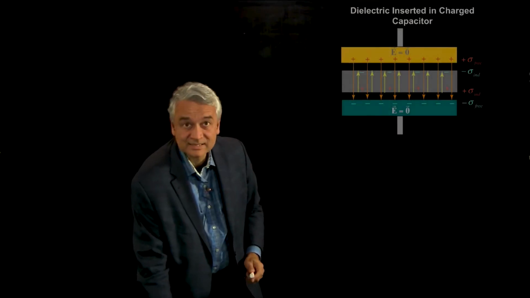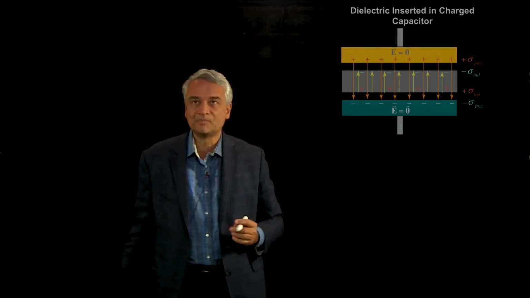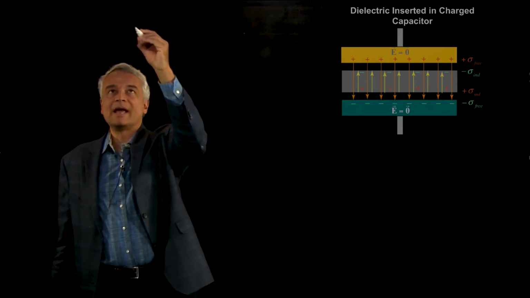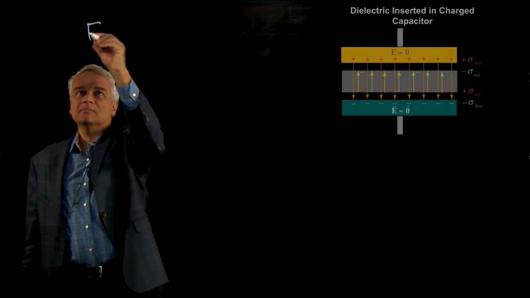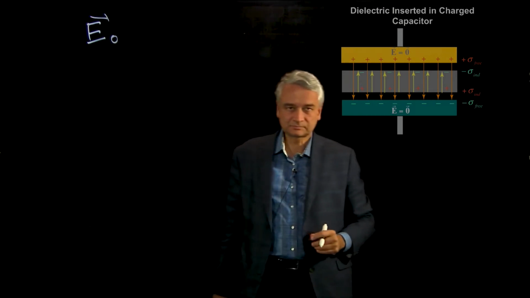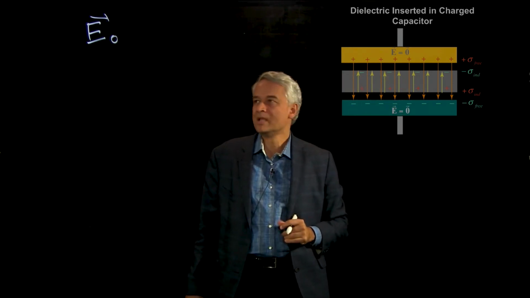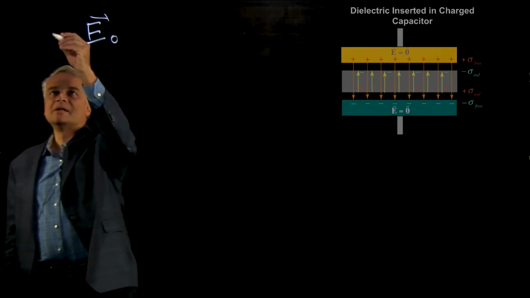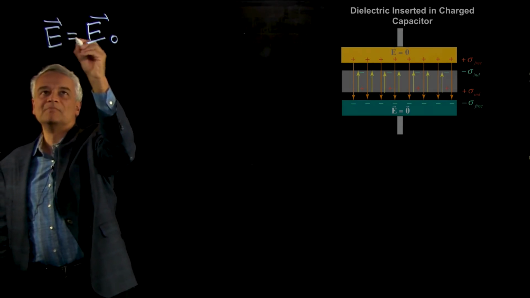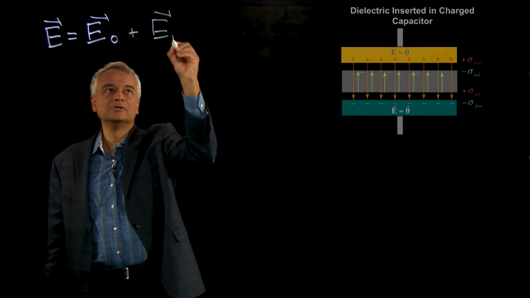And so what that means is that if I ask what the electric field is in this capacitor now, it's not what I had before. So what I had before, let's say in the absence of any dielectric in here, so if I just had vacuum in here, I have an electric field E naught. The electric field that I have now is not given by E naught. It's given by the vector sum of E naught plus E induced.